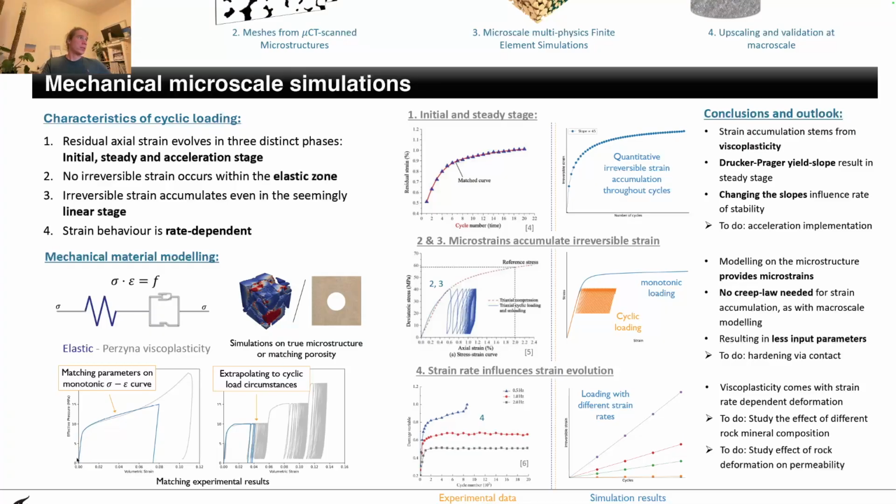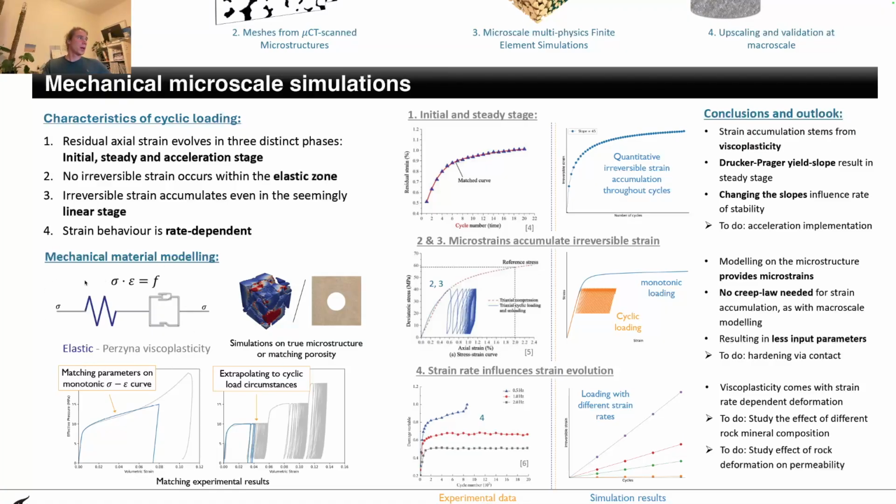in between the elastic zone and the plastic yield point, I do find irreversible strain accumulation with a large number of cycles. And the fourth point is that the strain behavior is rate dependent. How fast I load or how fast I inject and extract my cycles has influence on the irreversible strain.